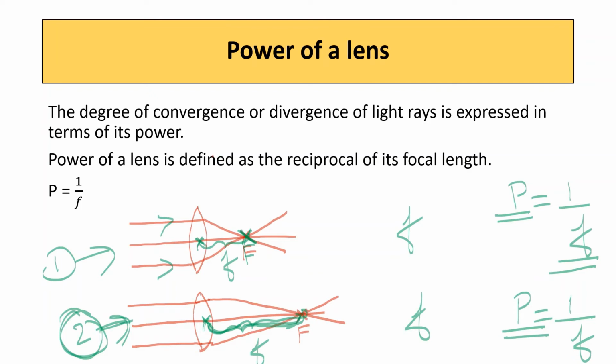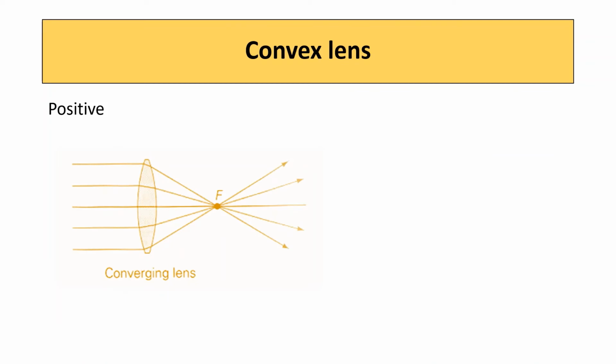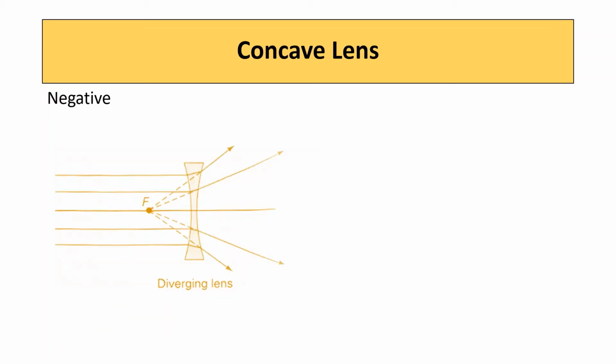The convergence is less in the second case. The power of a lens is actually the degree of convergence or divergence of light rays, and it is represented as 1 by F. For a convex lens, the power of a lens will be positive. P is equal to 1 by F. The power will be positive for a converging lens. For a concave lens, the power will be negative. The power will be negative for a diverging lens.